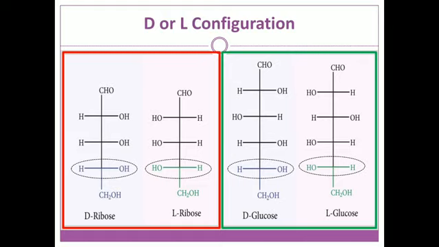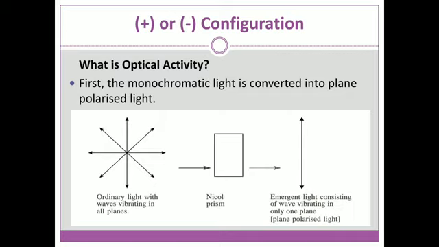Let us see some more examples. See that in D-ribose and D-glucose, the OH group is on the right side. Therefore, the configuration is D. And in L-ribose and L-glucose, the OH group is on the left side. So the configuration is L. Finally, the DL system corresponds to the configuration of the molecule, that is the spatial arrangement of its atoms around the chirality center. So one prefix is over.